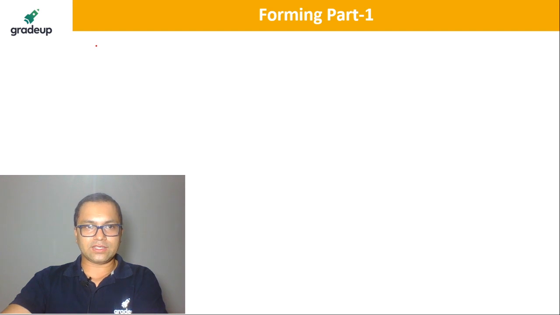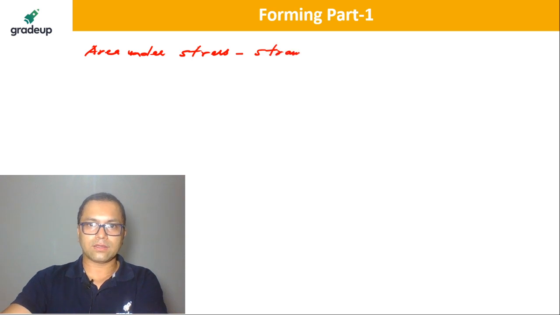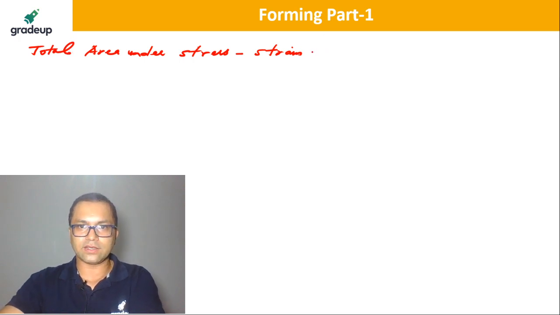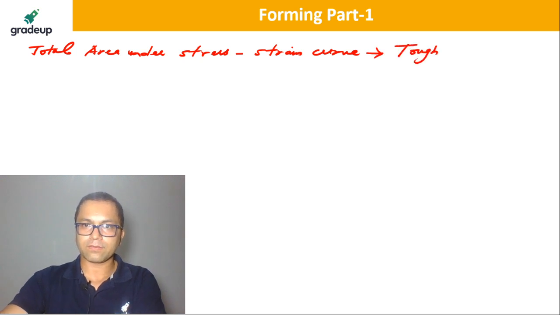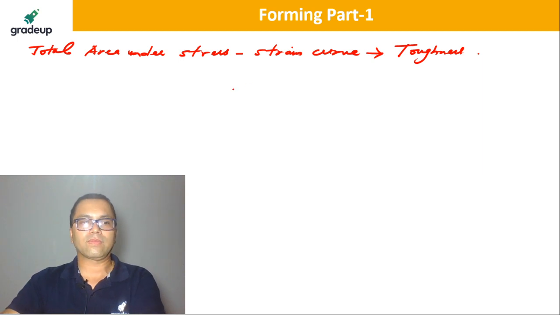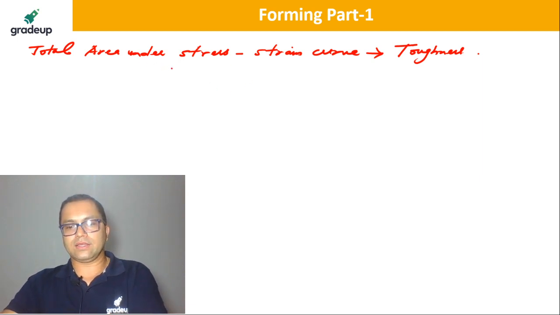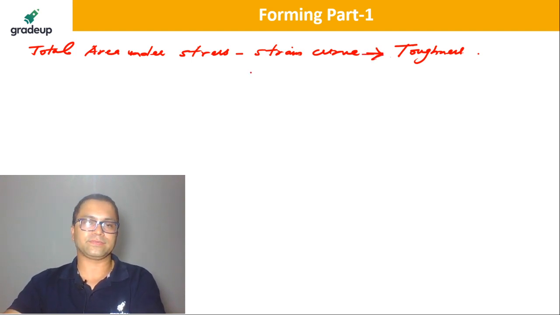Now just tell me, all right, what is the area under the stress strain curve? I'm talking about the total area, guys. The total area under the stress strain curve is nothing but toughness. Yes, the total area under the stress strain curve is known as toughness. Is that good?